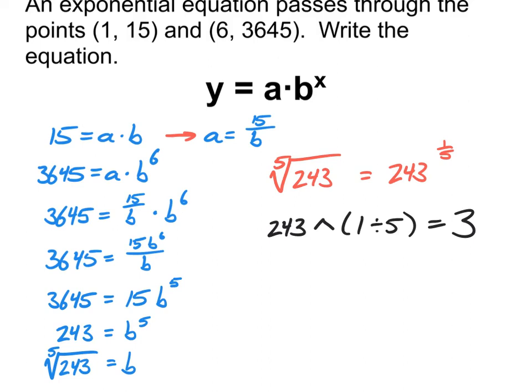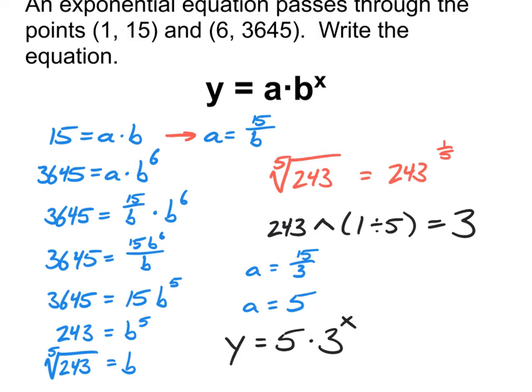All right, now that I know what b is, I can now figure out what a is, because remember I got this little equation right here. A equals 15 over b. So I'm going to do a equals 15 over 3. And obviously then, that means that a is going to equal 5. Now I know what a and b are. That means I know what my equation is. So it's going to be y equals my a value, which is 5, times my b value, which is 3, to the power of x. And then that is done.